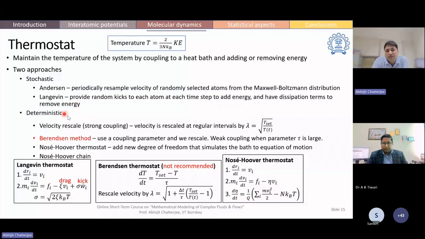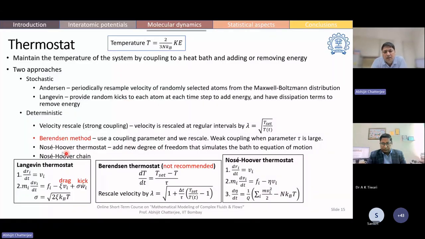Now there is another class, which is called the deterministic method, where we alter the velocities in a deterministic manner. So the simplest approach is the velocity rescale, wherein the velocities are rescaled, meaning they can go up or come down by a factor lambda, where lambda is determined by the set point temperature and the instantaneous temperature which we have. Okay, and that would then help us bring the system temperature to the correct value, right? Just by increasing or decreasing the velocities.